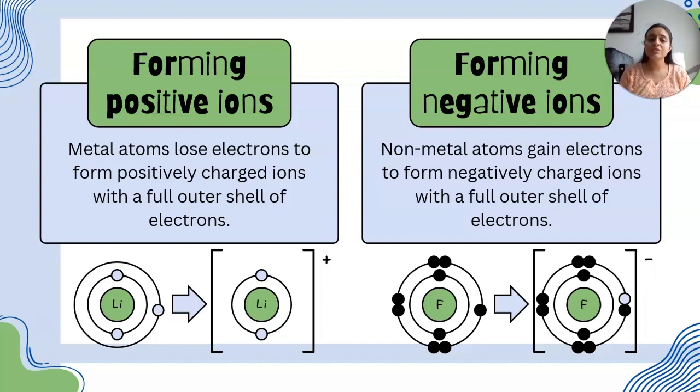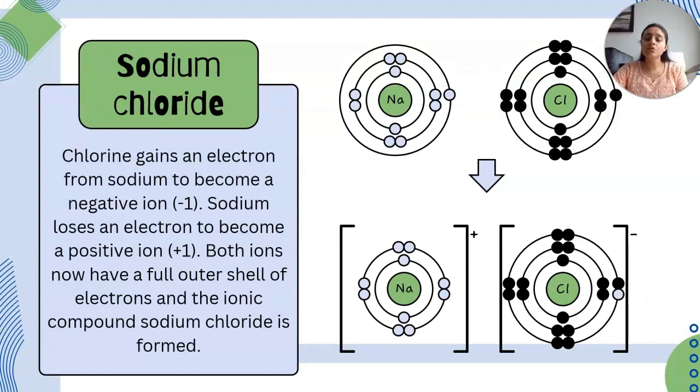So we are going to see certain examples here. As you can see, lithium is positive, means this is the metal, and here you can see fluorine. This is negative because this is a non-metal, right? We are going to see sodium chloride now.